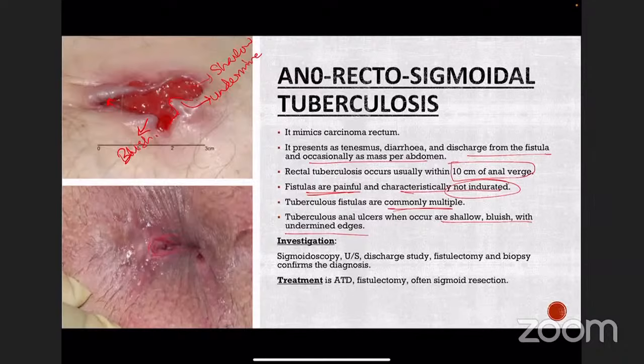There can be a fissure, multiple fissures in the anal region with the collection, with pus discharge, and there can be a gluteal abscess also in many patients. Surrounding this fissure, there can be a gluteal abscess, a secondary gluteal abscess also.